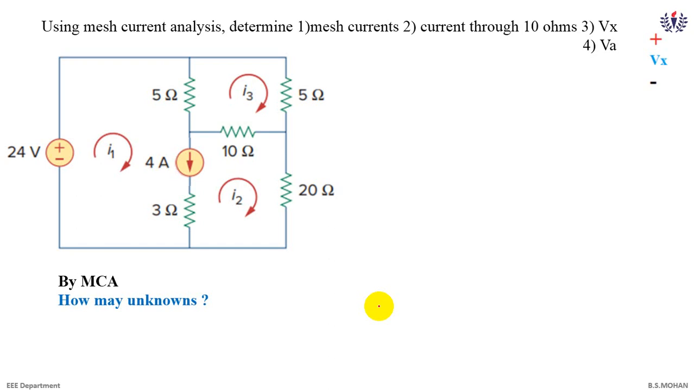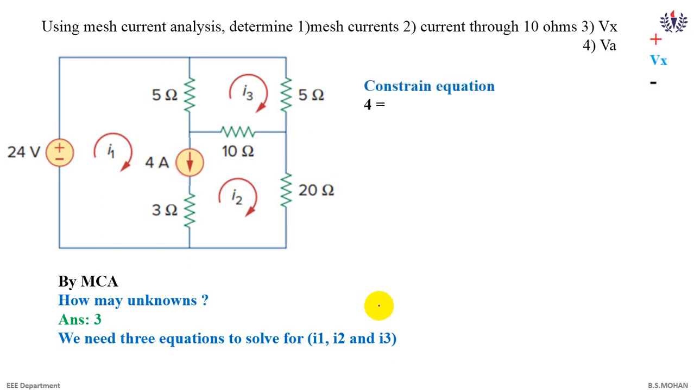By mesh analysis we have 3 unknowns. Which are those? I1, I2 and I3. Thus we need 3 equations with respect to I1, I2 and I3. In all the 3 equations we should have I1, I2 and I3. If any variable is not there, we can associate that with 0. Now let us write the constraint equation for 4 amperes. As you are aware, this is a supermesh. Why? Because 4 amperes is associated with 2 meshes, I1 and I2.